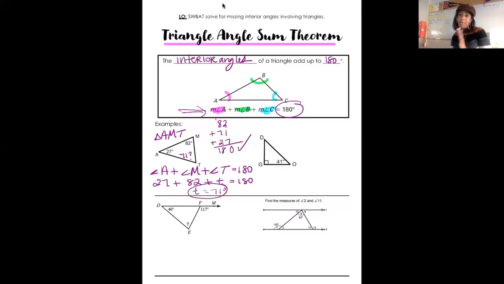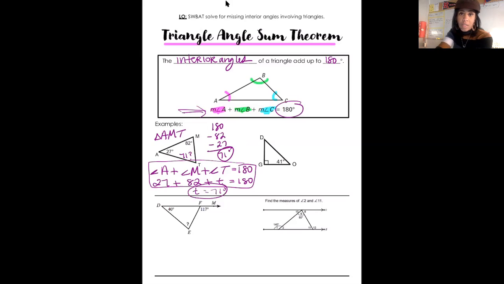When the problems are really, really basic like this, there's another way you could do it also. Basically, if the total degrees in the triangle is 180, you start with 180 and you subtract what's given. We start with 180, we subtract 82, and we subtract 27, and that will still give us 71. So we could do it that way too. I like to do it this way because when you get to more complex problems involving algebra and missing variables and things of that nature, you want to have a habit of adding them up and making them equal to 180.